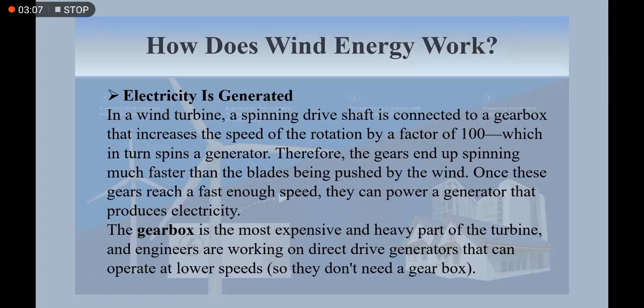Here we talk about the gearbox, which is the most expensive and heavy part of the turbine, and engineers are working on direct drive generators that can operate at low speed so they don't need a gearbox.